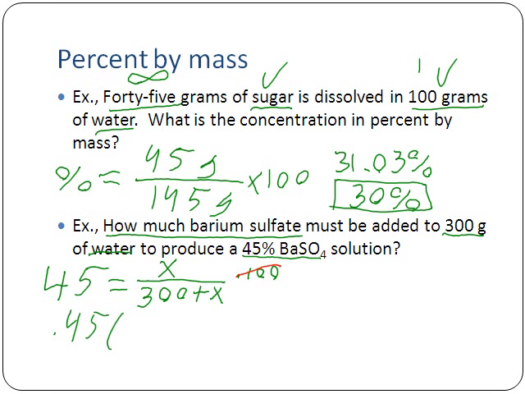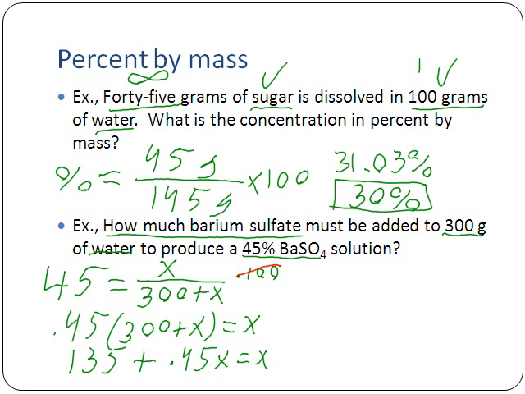We're then going to want to multiply up the 300 plus X like that, and this is going to equal X, just like that. So then going ahead a little farther here, we take out our calculators. Let's distribute the 0.45 through. And so when we do that, we get 0.45 times 300. And so I get 135 for that. So we get 135 plus 0.45x equals X.